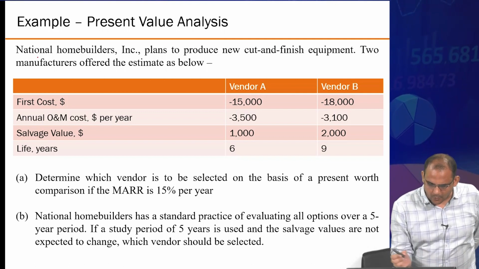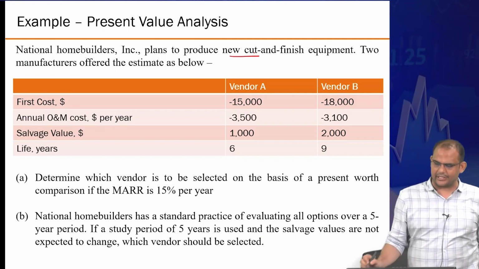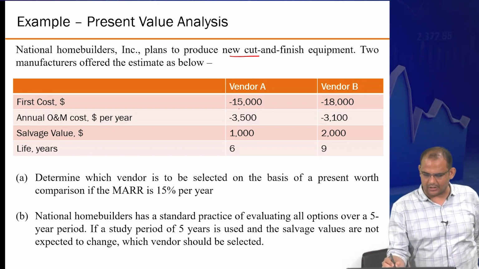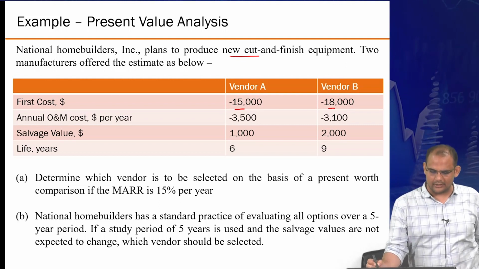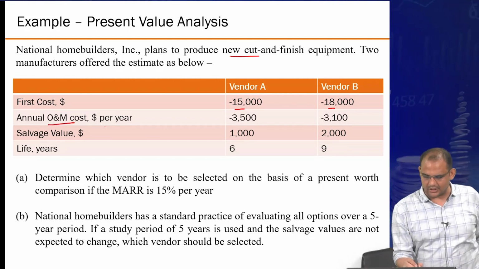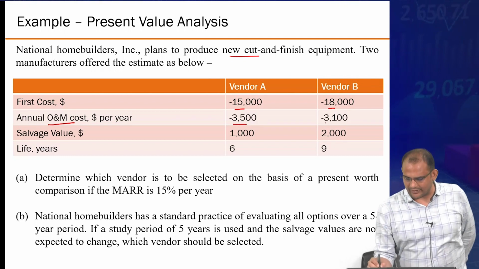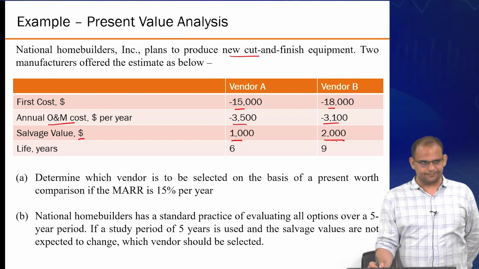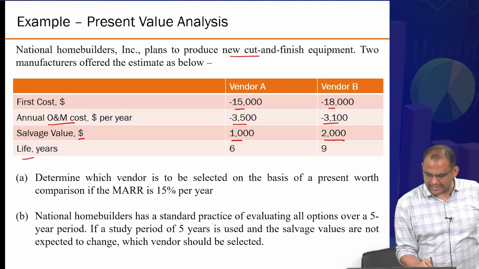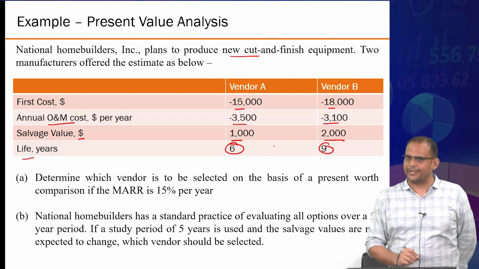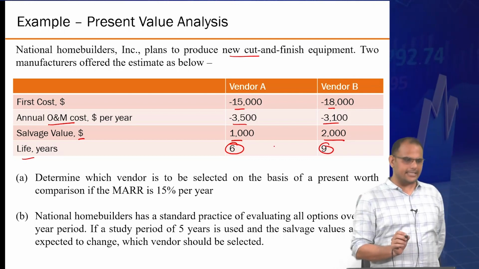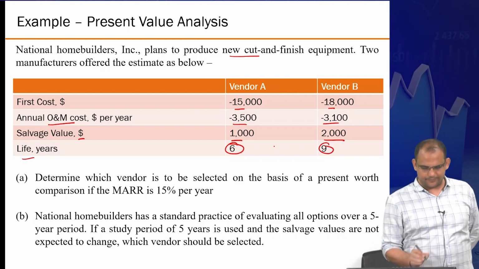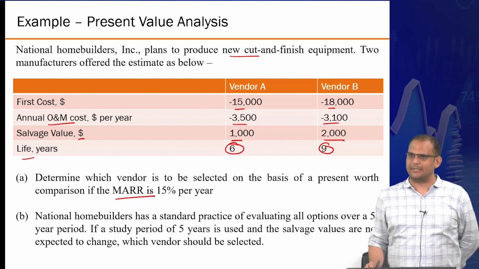There is a national home builder which plans to purchase a new cut and finish equipment. Two manufacturers offered the estimates as below, vendor A and vendor B. First cost is $15,000 versus $18,000. Annual operation and maintenance cost, in dollars per year, is 3,500 and 3,100 for the two. The salvage value is $1,000 and $2,000. And the life is 6 years and 9 years. Making sense? So determine which vendor is to be selected on the basis of a present worth comparison if MARR is 15% per year.